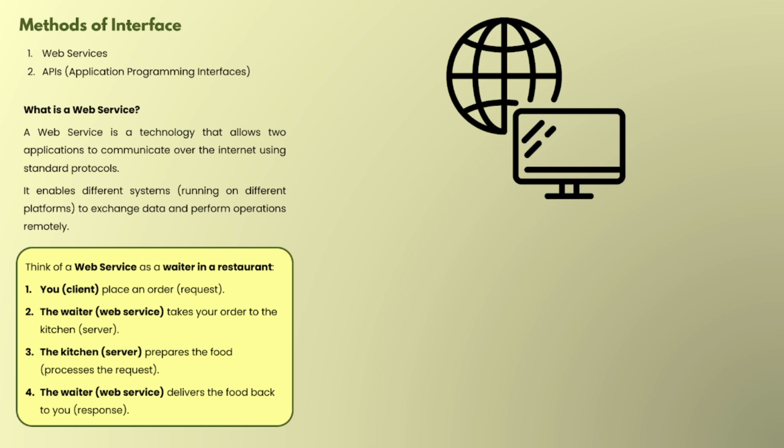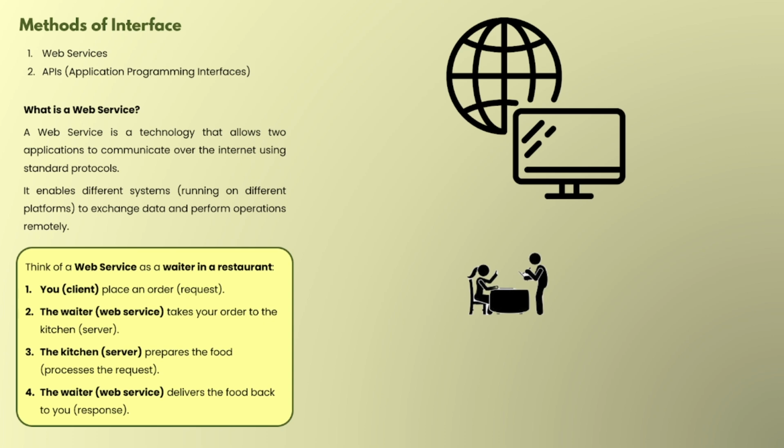Consider a web service as a waiter in a restaurant. See how we are building this story, it is quite interesting as well. Imagine you are sitting at a restaurant, and you look at the menu and decide to order a pizza. In technical terminology, you are the client, and placing the order is like sending a request to the software saying, hey, I need this data or action. So here we are asking for pizza, and in technical terms we are asking for some data or some action. Now next is the waiter.